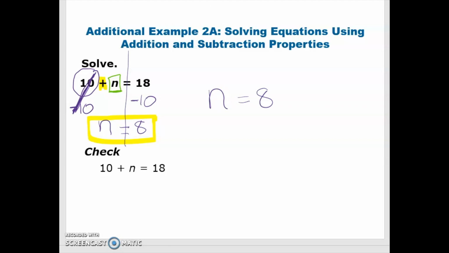Now, we're going to practice checking our problems because that'll help us catch mistakes, especially when we have problems with negatives. We make a lot of mistakes because our brain likes to jump to conclusions that aren't always true. So when we check, all we do is go back to the original problem, rewrite it, and plug in our answer just to make sure we didn't mess up anywhere. So we plug in 10 plus, I think that n is 8, and I'm just going to double check.